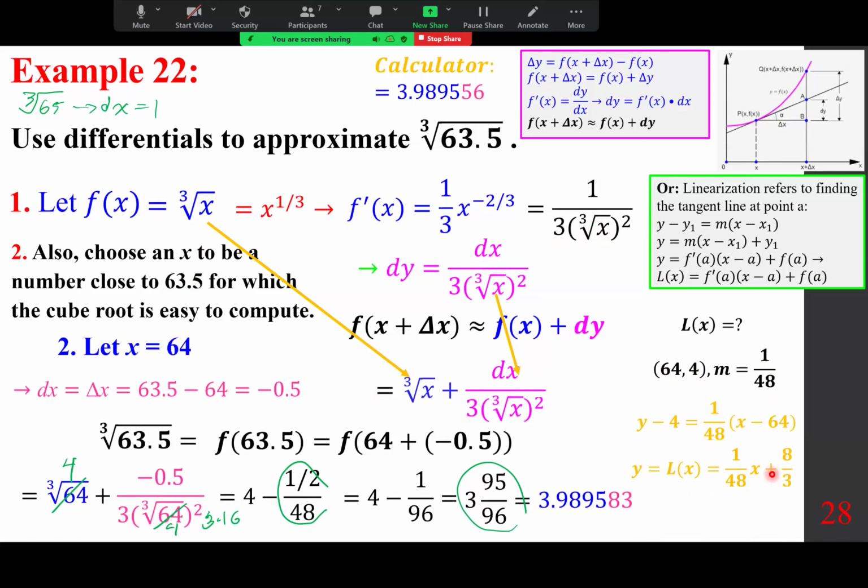So what do you have to do? Plug in 63.5, and it will give you the same answer if you work it out. With fractions, you get exactly 3 and 95 over 96. That's why I wrote that. It is easier to get that without a calculator.